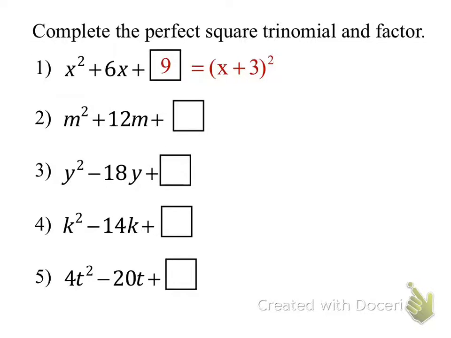So number 2, Charlie, what did you get for number 2? M squared plus 12m plus 36. And on the outside, if I factor it, it's m plus 6, the quantity of m plus 6 squared. So what is this going to be? What is this? And you said it's plus 36. So what is this right away? What is it equal to?